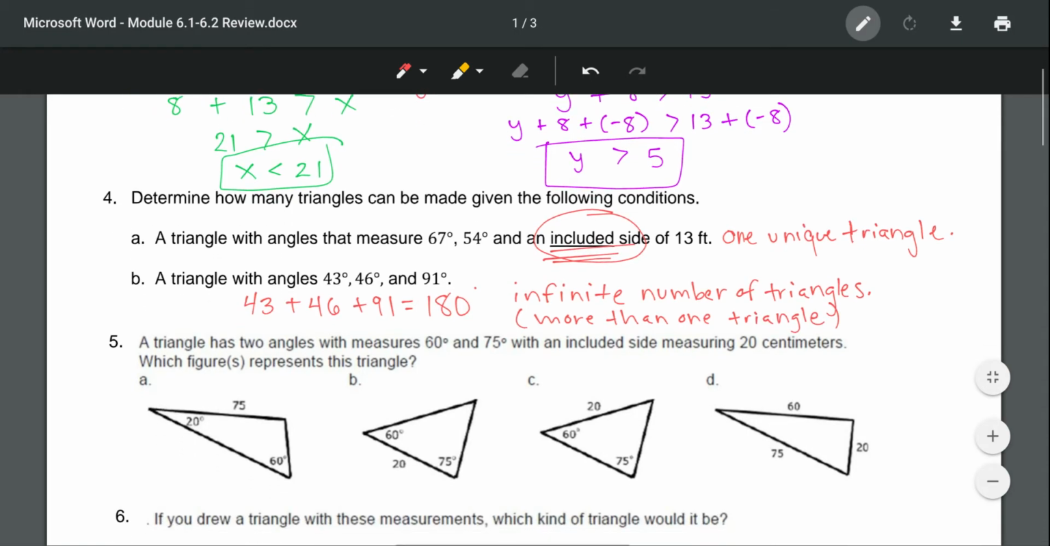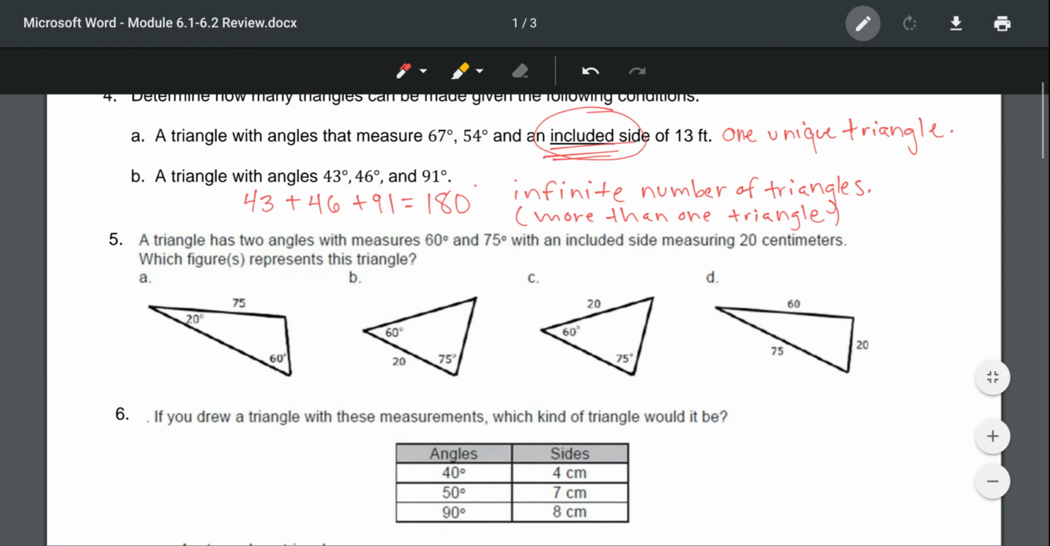Okay. So number 5, you want to have a triangle that has two angles with measures 60 degrees and 75 degrees with an included side measuring 20 centimeters. So you're looking at two angles and a side between the two angles that measures 20 centimeters. So if we look at A, you have your 20-degree angle and your 60-degree angle, but the side is labeled at 75. So that's completely wrong because the side has to measure 20 centimeters.